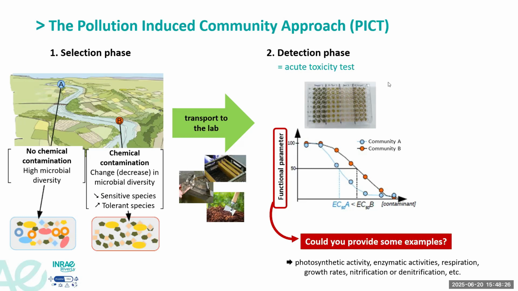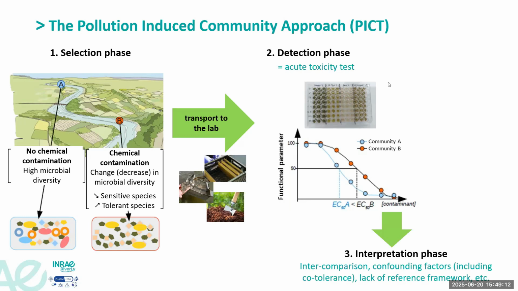Enzymatic activities. Okay, so you can use different kinds of function, but you have to define the couple, the combination: what is the function that is responsive to the toxicity of the contaminants? Because generally we don't know. If you work with pharmaceuticals, pharmaceuticals are not known to be toxic for photosynthesis or for nitrification, for example. So you have to first test and select the most sensitive parameters. That's why there are only limited possibilities to perform the PICT approach, because it takes time to test the different toxicants and different functions to find the good combination.